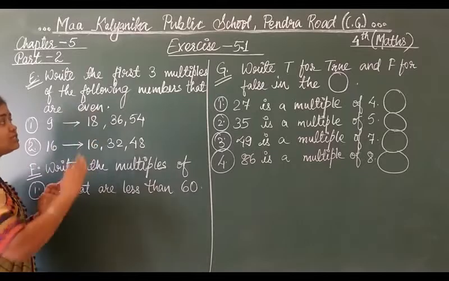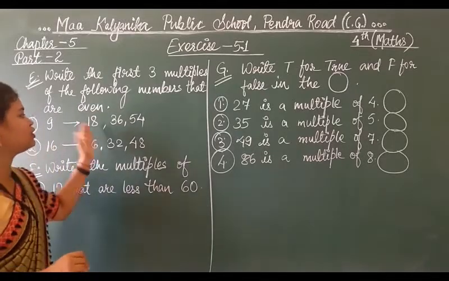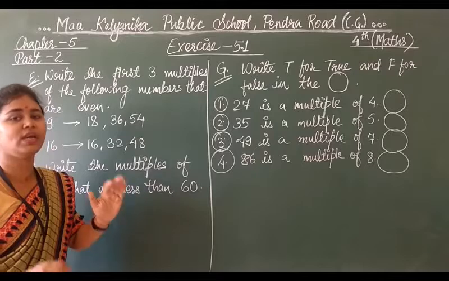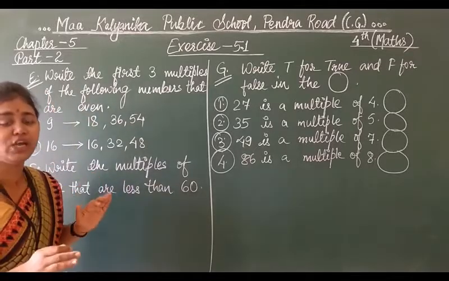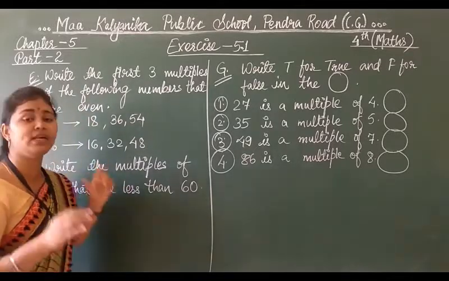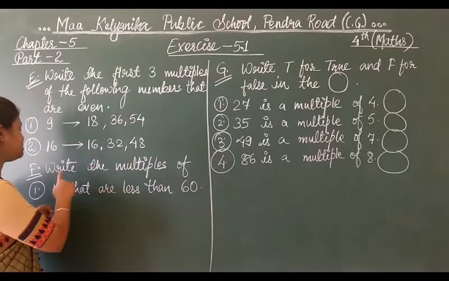So students, in this way you can solve question number E. Be careful that in question E you are selecting the first three even numbers, and in question number D we selected the first three multiples which are odd. Okay. So now question number F.